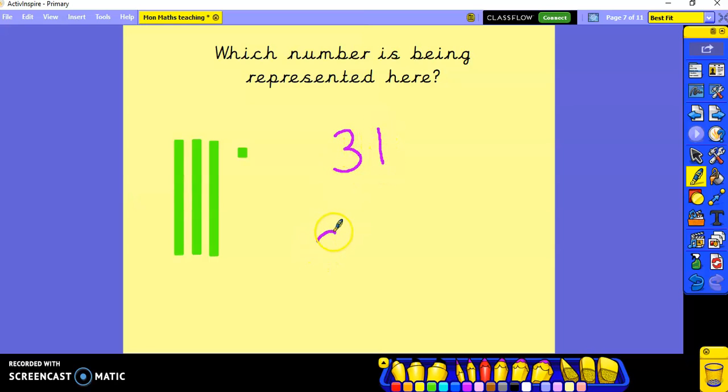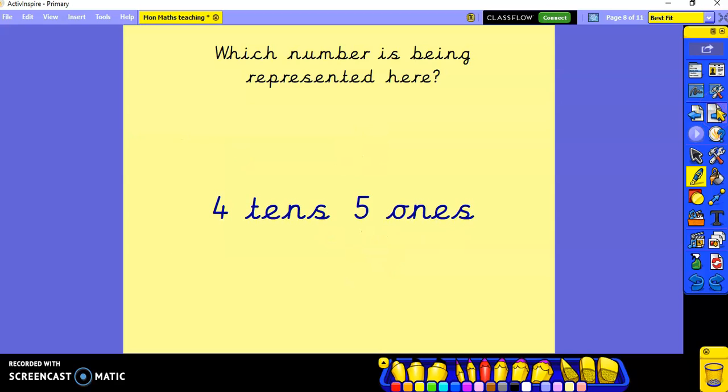We can write it as the partitioned number sentence. 30 add 1. Oh, here's another way we could write it. 4 tens and 5 ones. I wonder who could tell me which number is being represented by 4 tens and 5 ones. Maybe you could draw it, then write the number and write the partitioning number sentence.